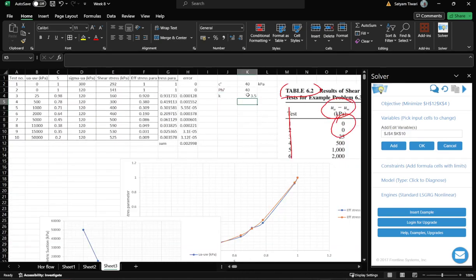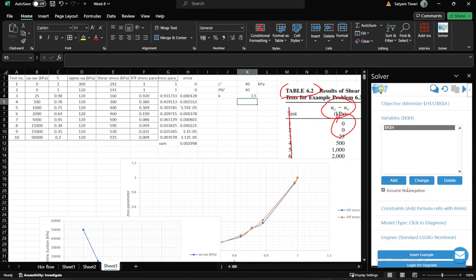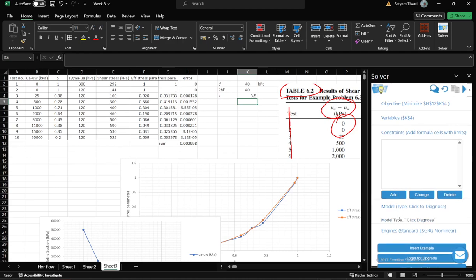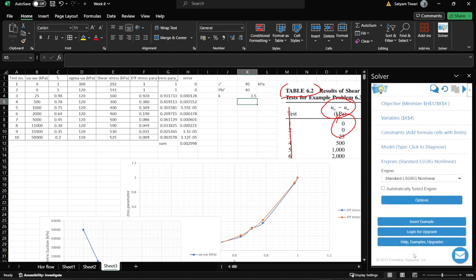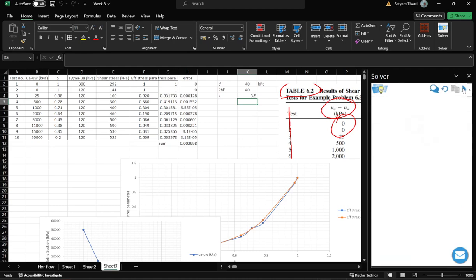I want to change this K4. So I'll write K4 and I'll click OK. And that will be all. Constraint, model type, zones, and let's see what we get.